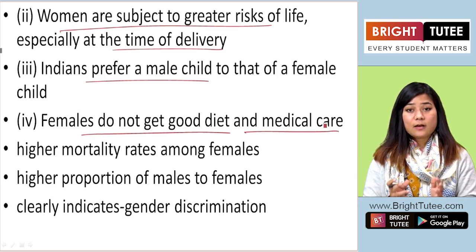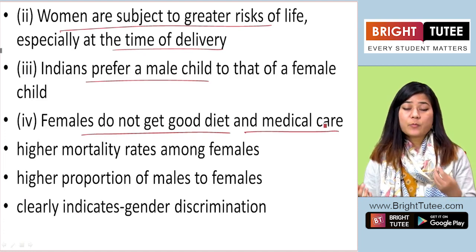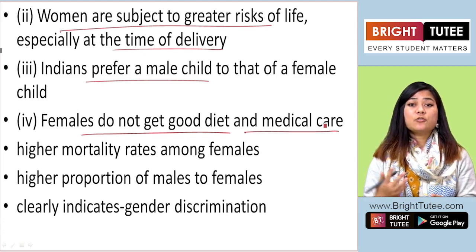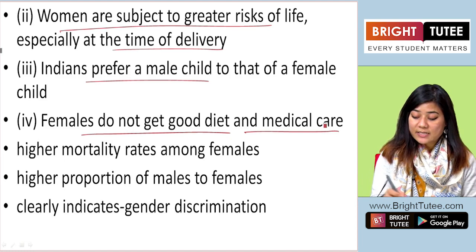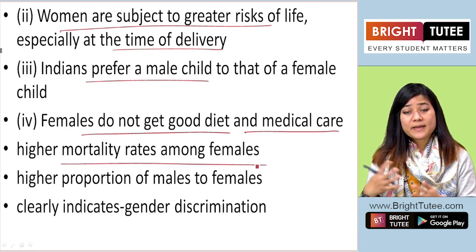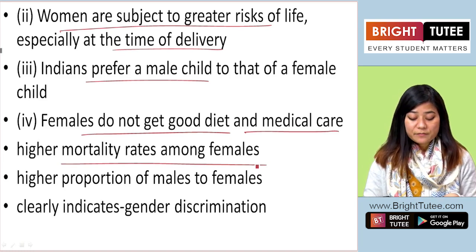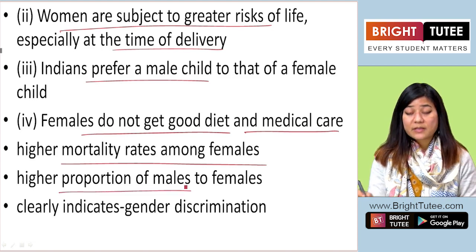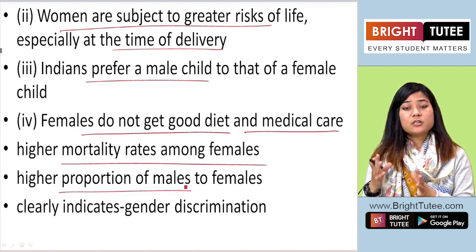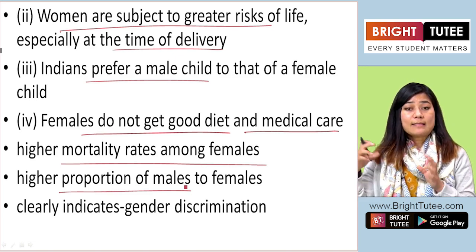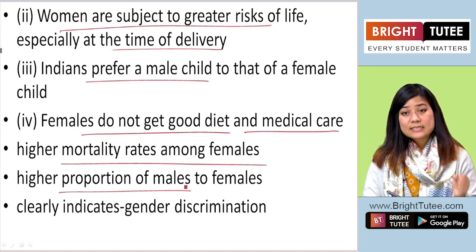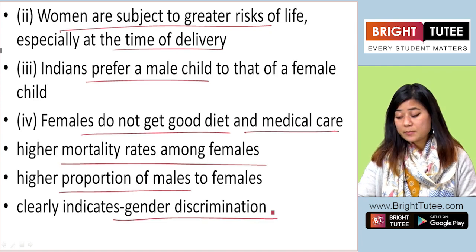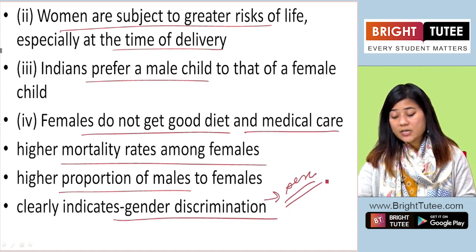Now when this state occurs, where women or female children do not get proper facilities for their development, their mortality rates become higher compared to males. With the higher rate of mortality among females, the proportion of males becomes higher. When the number of males becomes higher, that makes them the majority and the females become the minority. This clearly indicates gender discrimination or sex discrimination.